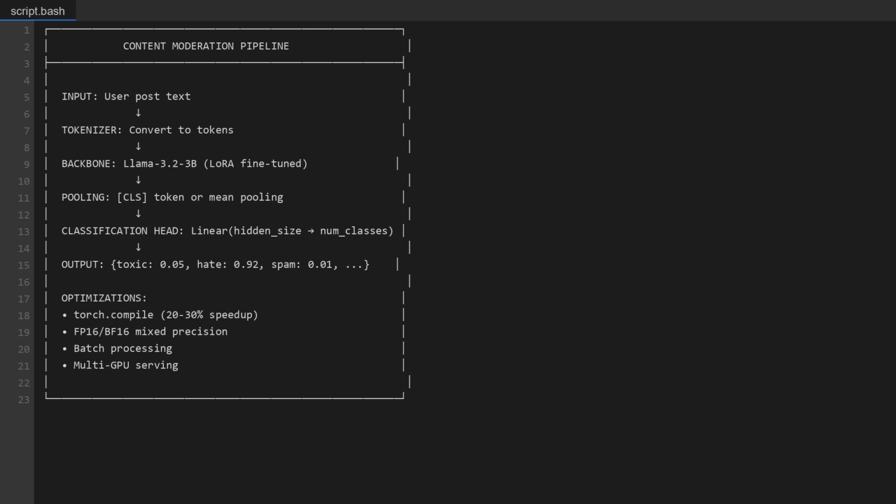On top of that, you'll apply torch.compile for speed, mixed precision for memory efficiency, and batch processing for throughput. 2 Tesla P40s can handle this workload comfortably.